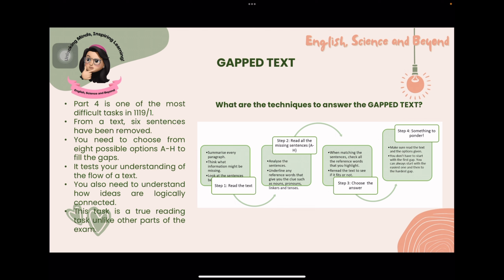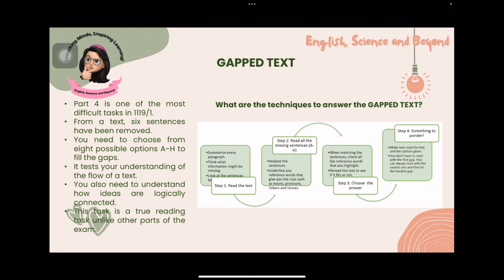In the next step, you are required to read all the missing sentences. We have sentence A to sentence H. What you need to do next is analyze the sentences. Then, underline the reference words, or what I would like to call important phrases, important keys that give you clues such as nouns, pronouns, linkers, and tenses. Things like pronouns, for example, tell you the main subject matter that was mentioned in the previous sentence.